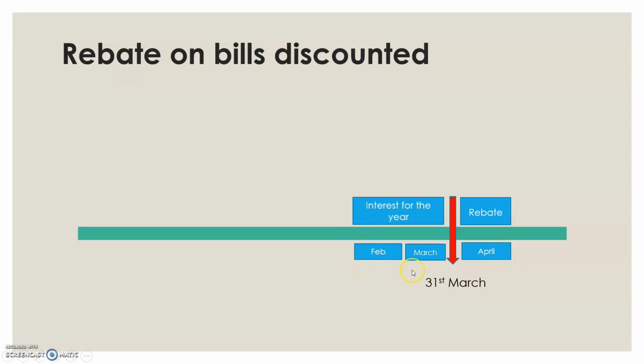So for a 3 months bill, February, March and April are the tenure of the bill, and you have to calculate the interest. You will be calculating interest for this entire period, that is for February, March and April. You will calculate the interest, and that will be the interest recorded in the books of the banker.